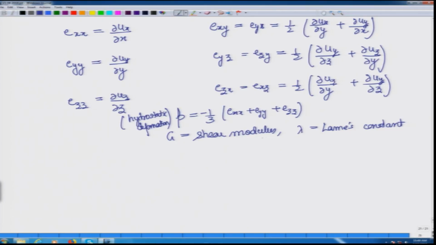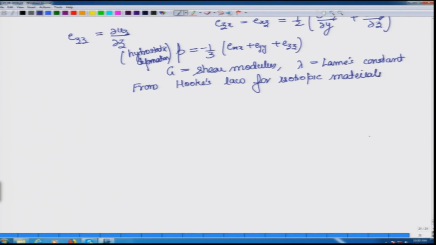So, let us say these are given. Then from Hooke's law for isotropic materials, we can write the following. Now, we can write the stress terms. So, sigma i j is equal to 2 G E i j plus lambda E k k delta i j, where delta i j is the delta function. When i is equal to j, it is 1, when i is not equal to j, it is equal to 0.